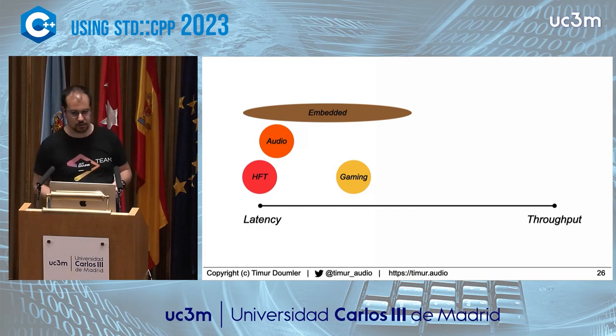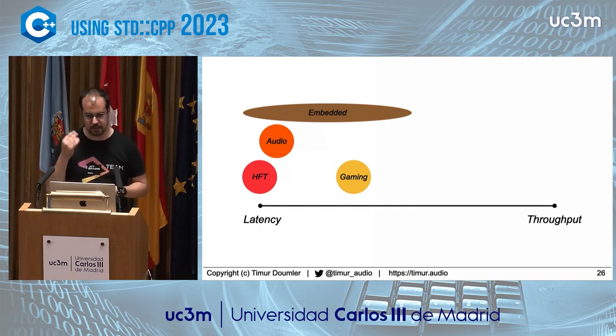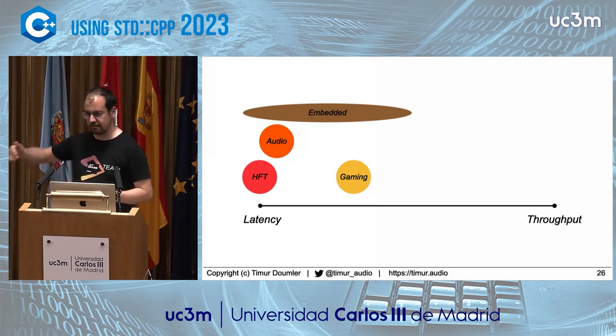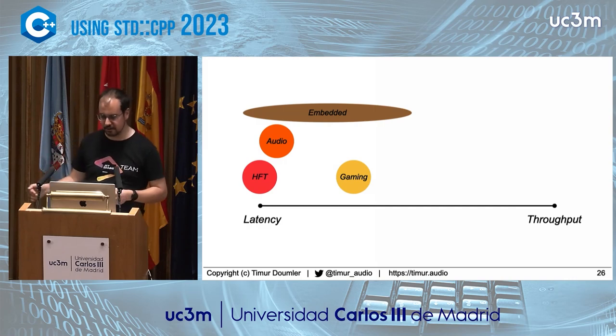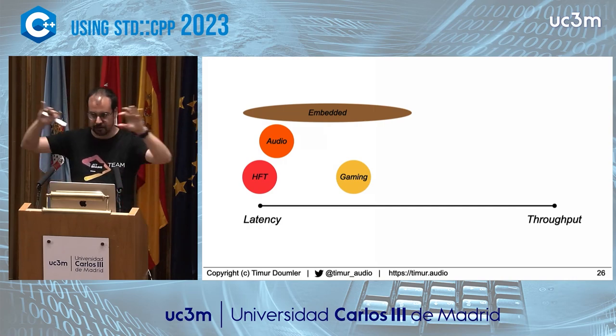Then audio, I would say, is a lot more extreme, right? Because you just don't want to drop an audio buffer, otherwise you immediately hear it. And I think high frequency trading is probably the most extreme, where latency is the only thing we really care about. And then embedded is this wide field. It really depends on what you're doing. So I drew this wide bubble.